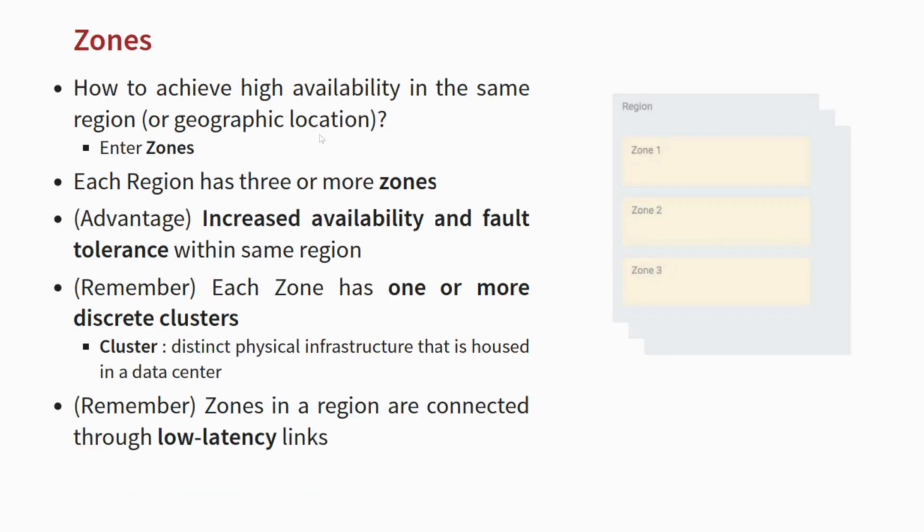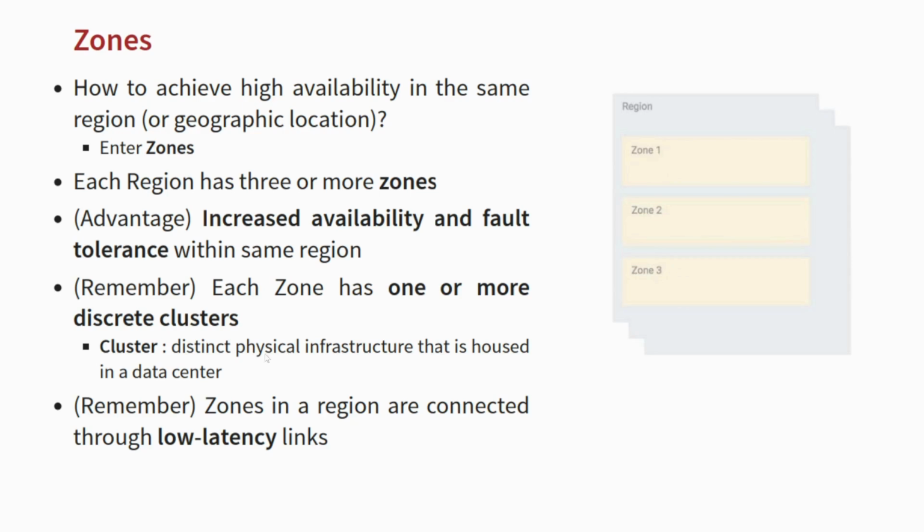So what are zones? Each region has multiple zones, which we can also call availability zones. To achieve high availability in the same region, we can have these zones: zone 1, zone 2 and zone 3 in the region. The advantage of having zones is that they increase availability and fault tolerance within the same region. For example, in the Mumbai region we have three different zones. If one of the zones is not available, I can access the same application from the other two zones, so it provides high availability.